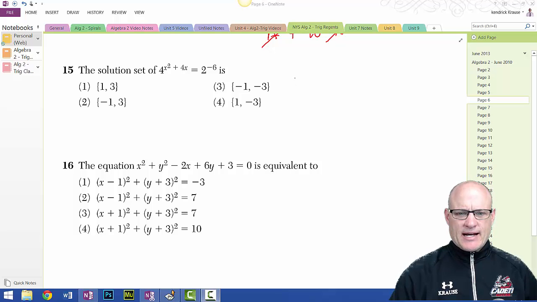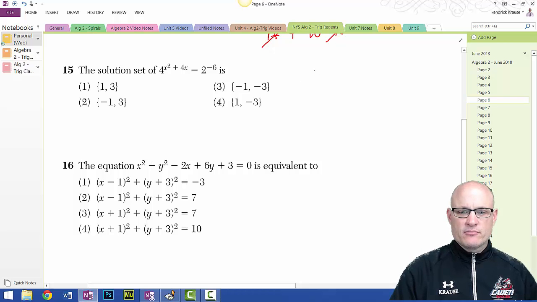So let's see what we got here. We got this strange problem with all this craziness here. I'm going to show you two ways to do this problem. Clearly, I want to show you the math way, so we'll start with that. So what we have here is 4, hold on, I got the wrong pen, to the x squared plus 4x equals 2 to the negative 6.